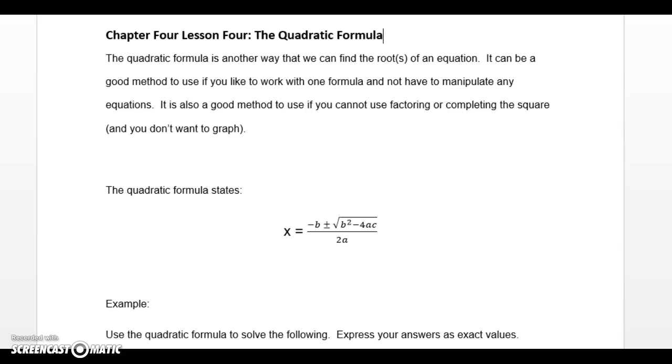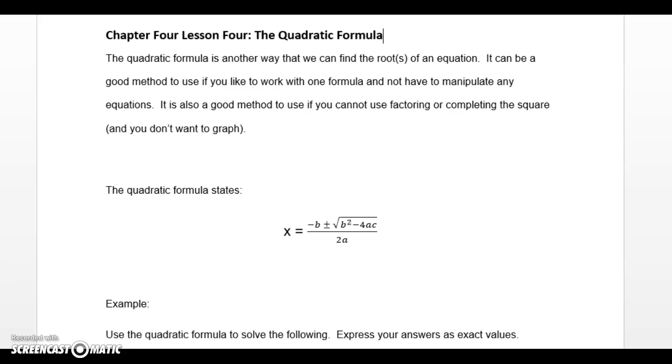So the quadratic formula states that x is equal to negative b plus or minus the square root of b squared minus 4ac, all divided by 2a. So if this just looks like a bunch of mumbo jumbo, that's fine. We'll do some practice and life will be great.